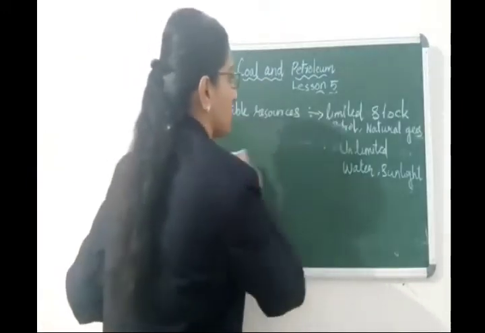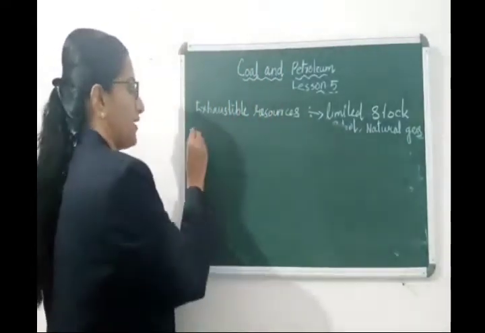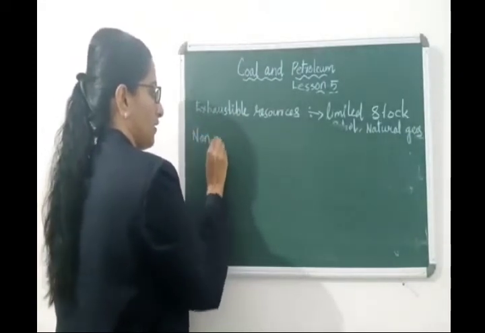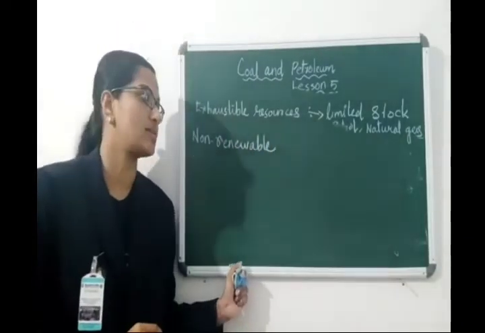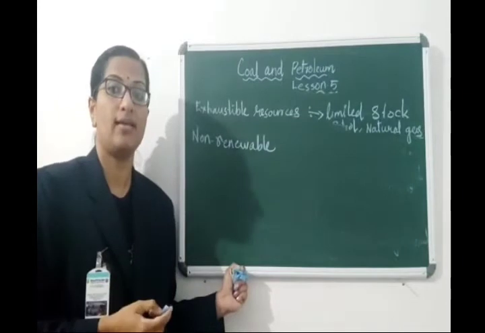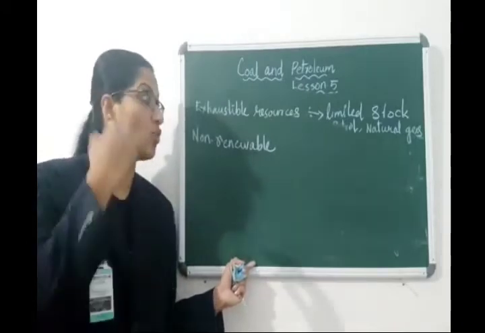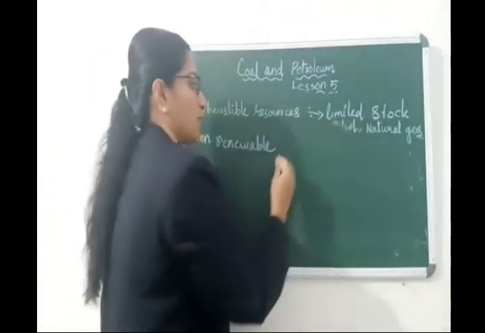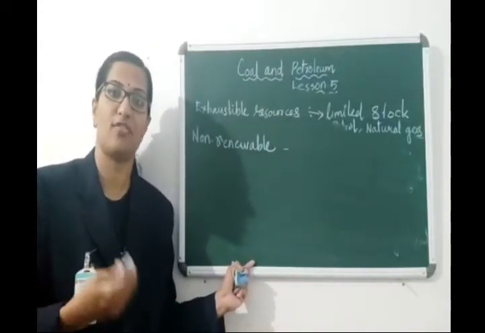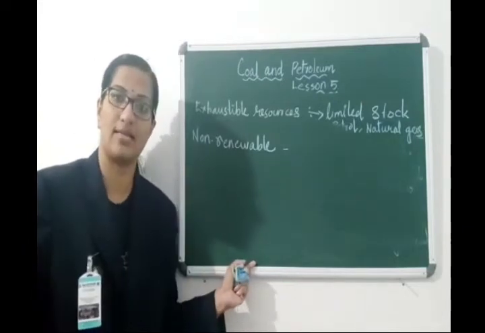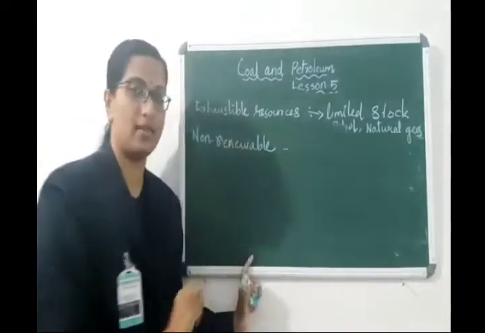Students, the exhaustible resources can also be known as non-renewable resources. Why is it known as non-renewable? Which cannot be synthesized again and again. Its availability is very less. Once it is used, if you use petrol after burning, it will get over fast. We cannot store it for future purposes. Or if you use natural gas, once you use it, it will finish. So it is not renewable.